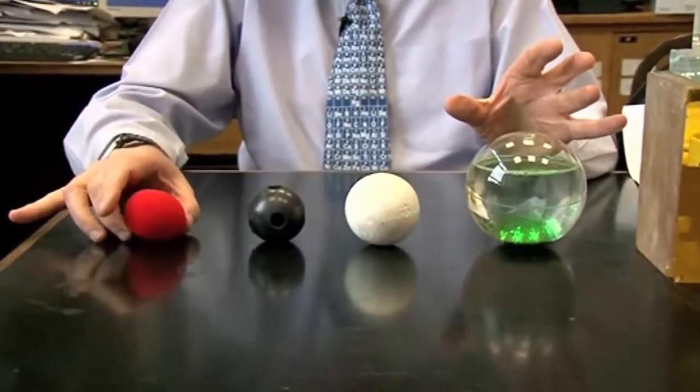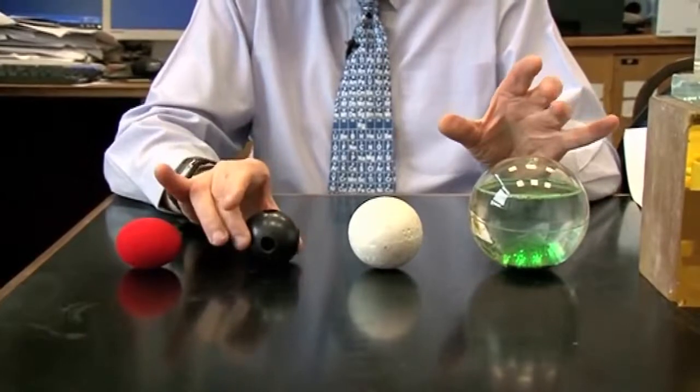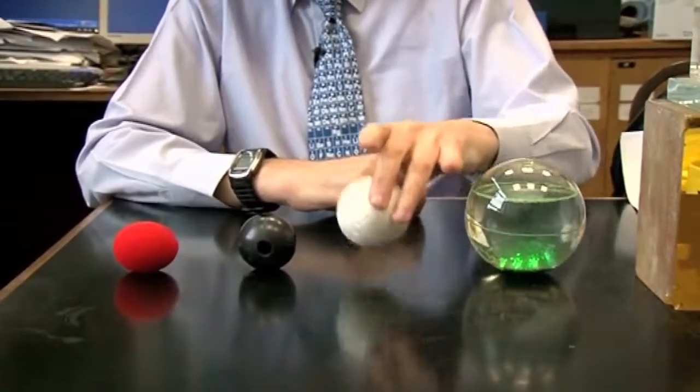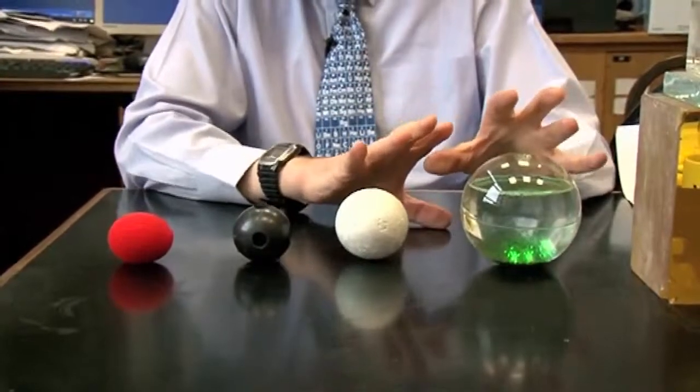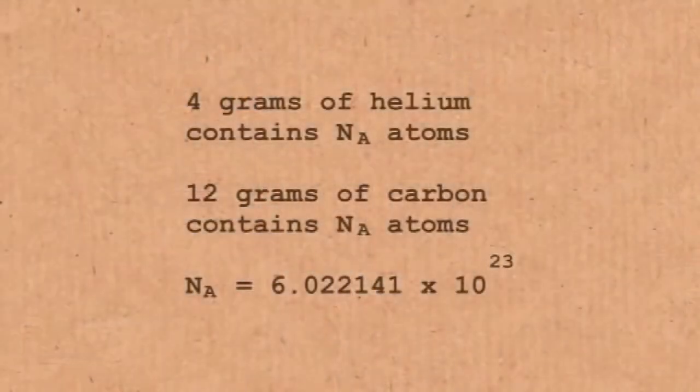Later chemists took Avogadro's idea and developed it into the statement that if you take 1 gram of hydrogen, 12 grams of carbon, 16 grams of oxygen, or 238 grams of uranium, the number of atoms in that sample will be exactly the same. And that number was given the name Avogadro's number in honor of Avogadro, who started thinking about these things in the first place.